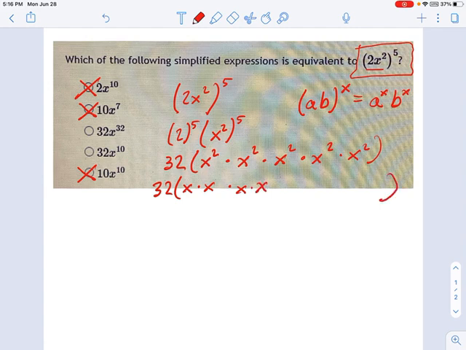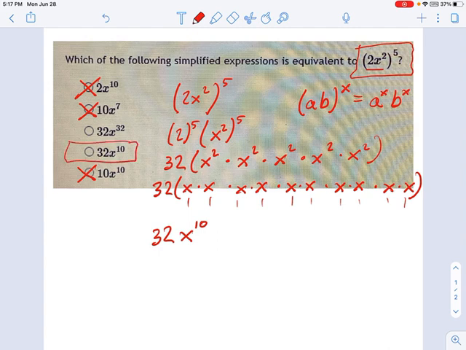And how many x's are we going to have when we finish doing that? Let me finish writing all those x's. X times x, x times x, and another x times x at the end. So you see I have 5 pairs of x times x. Each one of those pairs is an x squared. And when you count up how many x's you have, 1, 2, 3, 4, 5, 6, 7, 8, 9, 10. This is 32 times x to the 10th power because I have 10 x's times each other. And there's my answer right there.